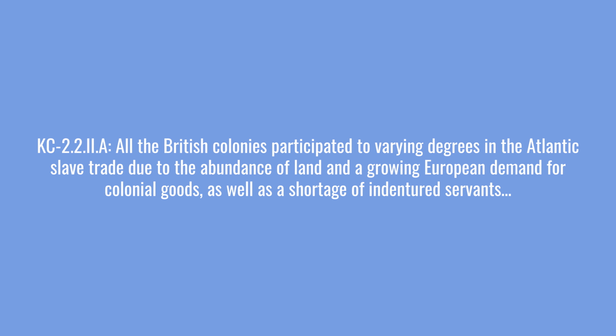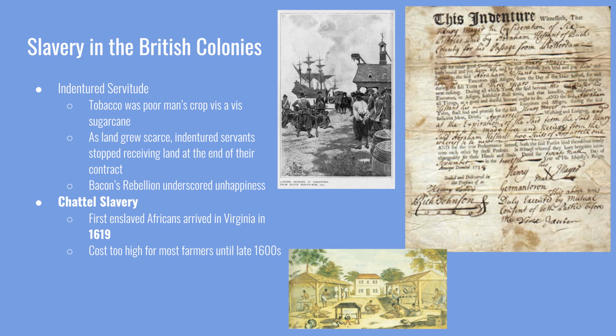it's very long. The first part says, all the British colonies participated to varying degrees in the Atlantic slave trade due to the abundance of land and a growing European demand for colonial goods, as well as a shortage of indentured servants. Indentured servitude was the system in which people would willingly sell themselves to labor for 5 to 7 years in exchange for someone paying their passage across the Atlantic.